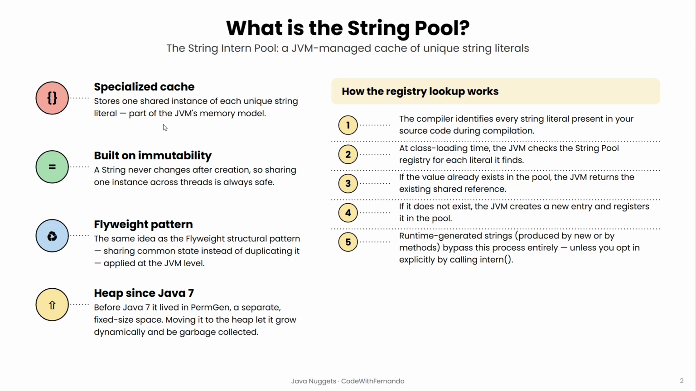Okay, this is part of the JVM memory model, the Java Virtual Machine's memory model. This is built on immutability, which means a string never changes after creation. We already know that, right? So, sharing one instance across threads is always safe.